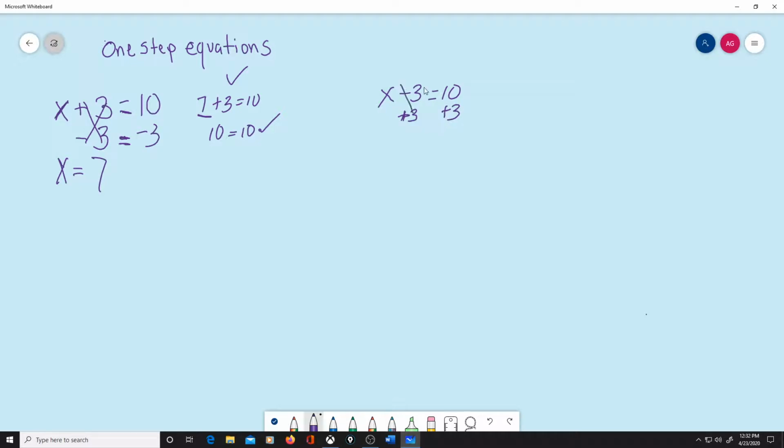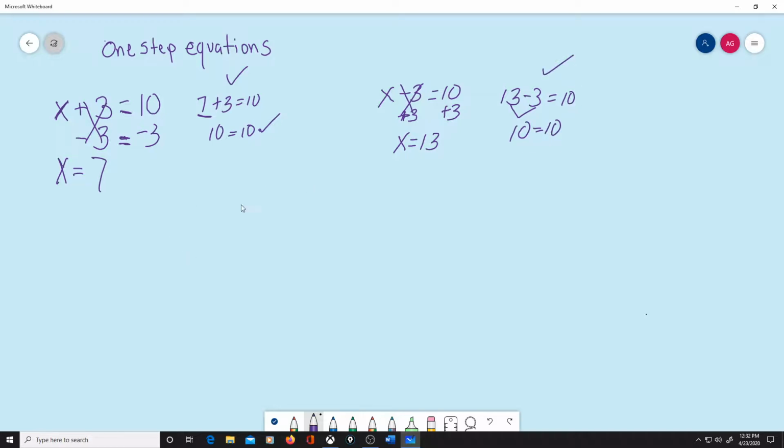So again, this is going to become 0, so I'm left with just x on this side. And over here I've got 10 plus 3, and 10 plus 3 is 13. So I get x is equal to 13. Again, let's check. 13 minus 3 equals 10. If I subtract 3 from 13, I get 10 equal to 10. And that checks out, so I'm good there.